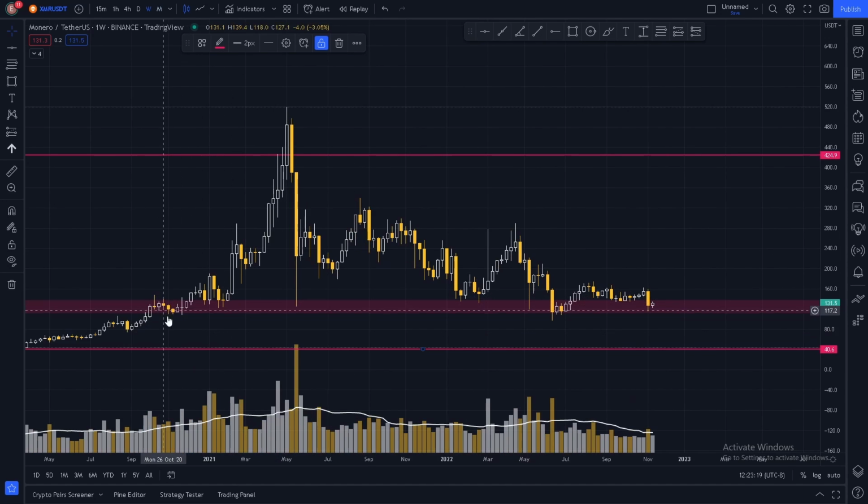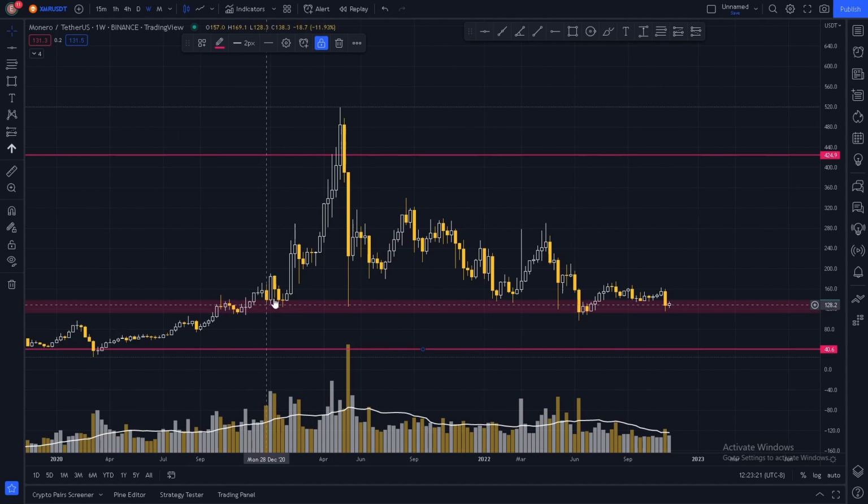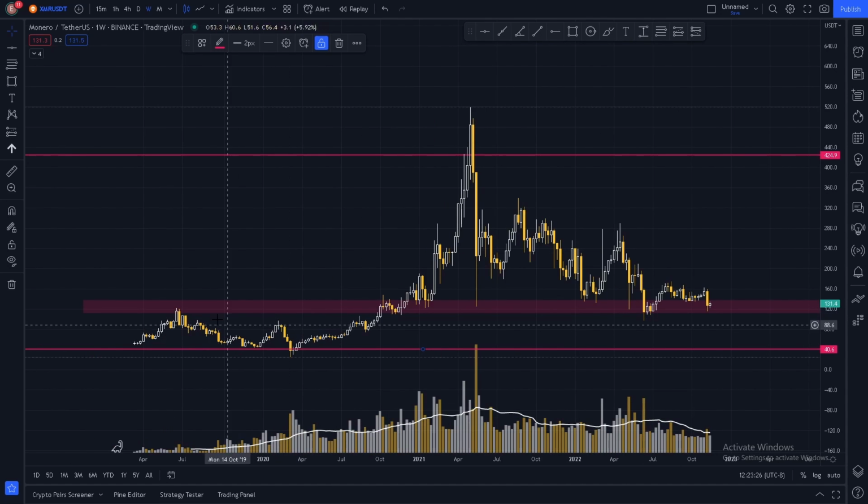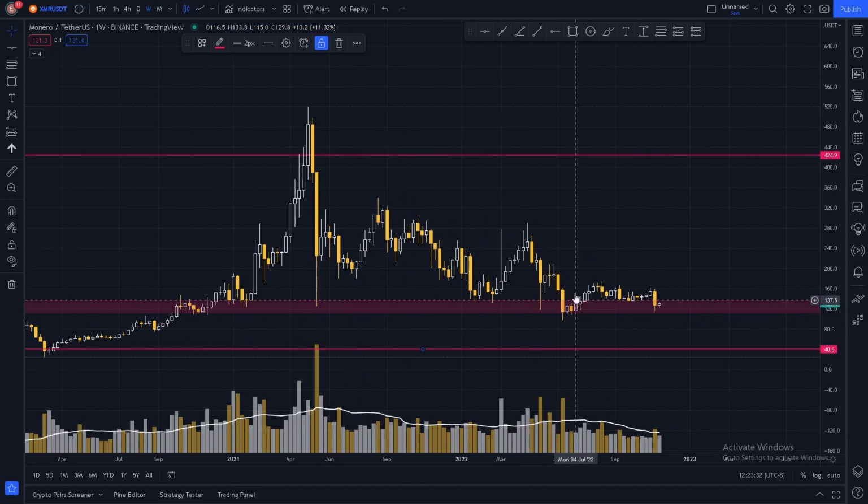Now here on the weekly chart, we can see more clearly the reactions to this key level here. So we see reactions as resistance here, resistance acting as support, support, and support over here. Now, we can notice a key level right here.